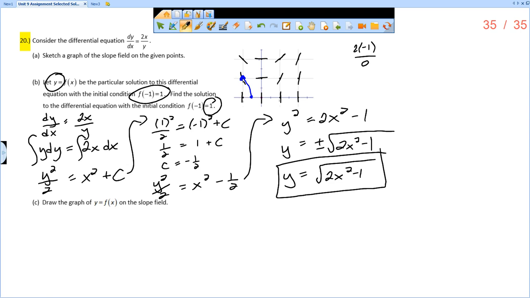And then as you go up into the right, it's going to curve like this. So that's all you can draw, but that would be our answer for part C. That is it for problem number 20.